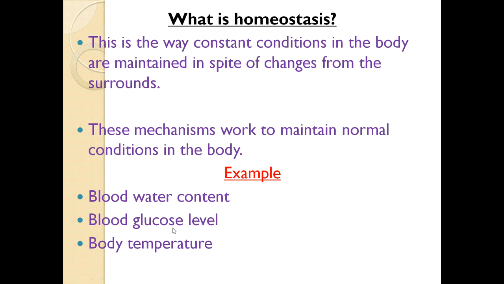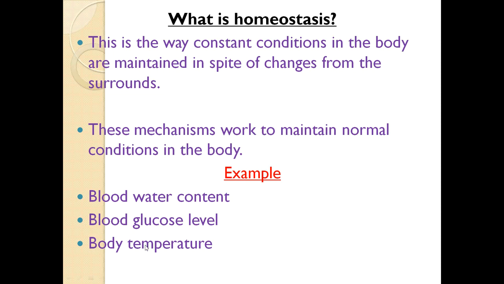And down the bottom here, these are just some examples of the conditions that must be kept constant. Your blood water content, your blood glucose level, and your body temperature. So as for body temperature, for example, if the external temperature of your surroundings is 48 degrees Celsius, then your body temperature will not be 48 degrees Celsius. It will be as close as possible to your normal body temperature, which would be 38 degrees Celsius.